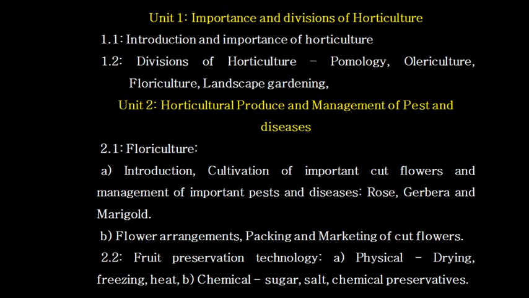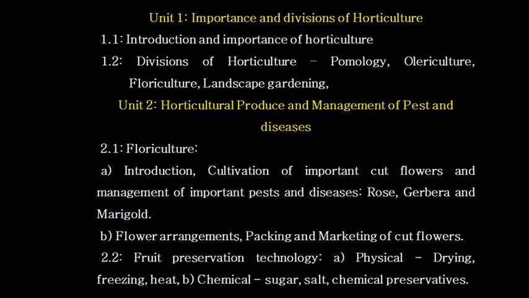Second is Unit 2, horticultural products and management of pests and diseases, which consists of floriculture and fruit preservation technology. You know pickle is one of the techniques of fruit preservation. In many villages, people used to dry their rice and wheat in the sun. That is called physical drying. That technology we are going to study in fruit preservation technology. So there are basically two techniques, physical and chemical.